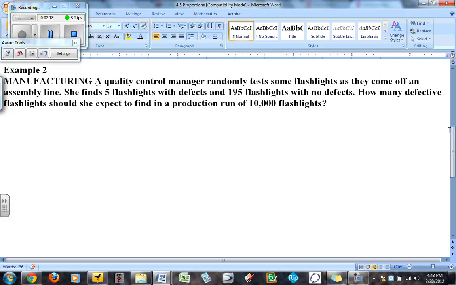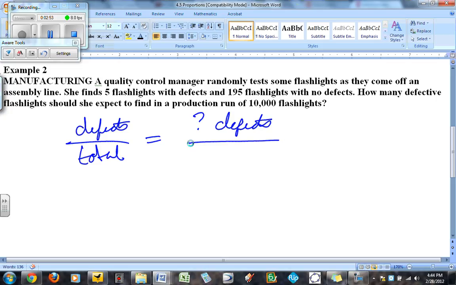So here we go. It says a quality control manager randomly tests some flashlights as they come off the assembly line. She finds 5 flashlights with defects and 195 flashlights with no defects. How many defective flashlights should she expect to find in a production run of 10,000 flashlights? So first of all, let's write a proportion. We need to know how many defects there are in the total amount that she tested, and then how many defects there will be if we test a total of 10,000 flashlights.